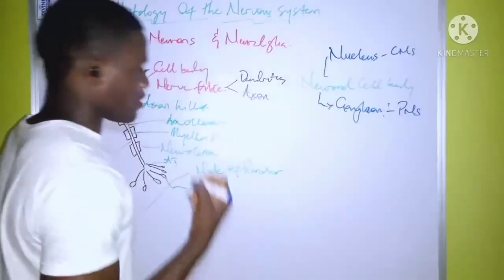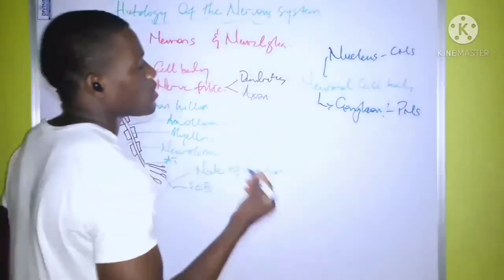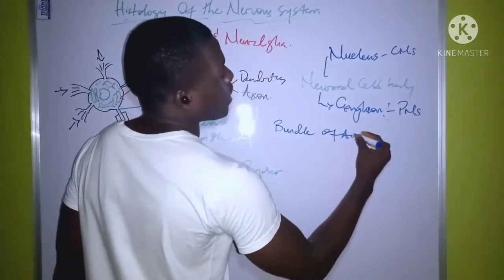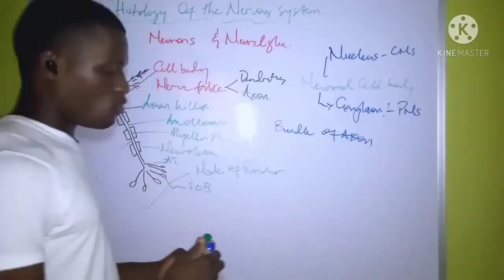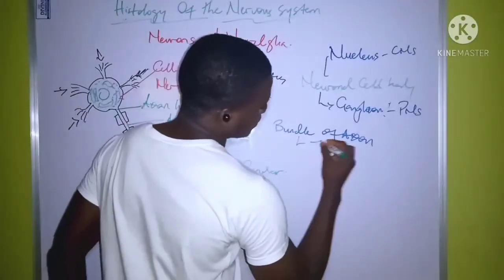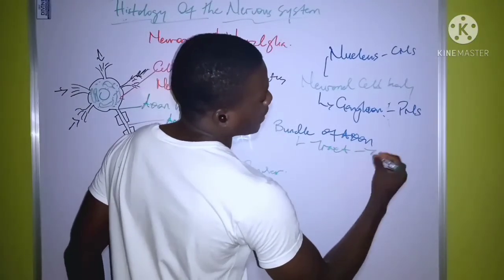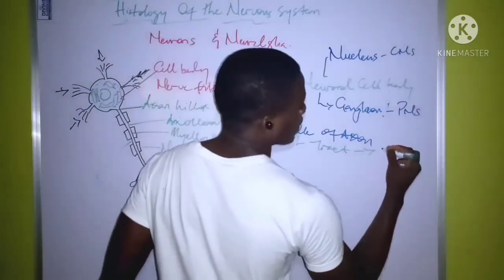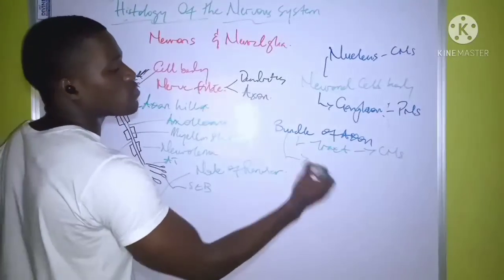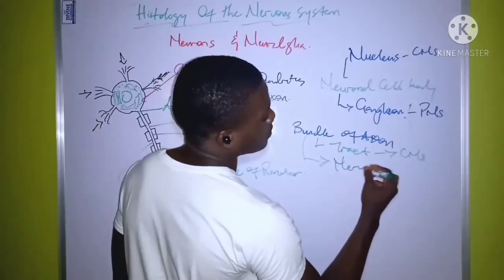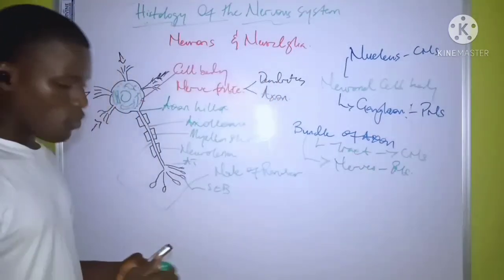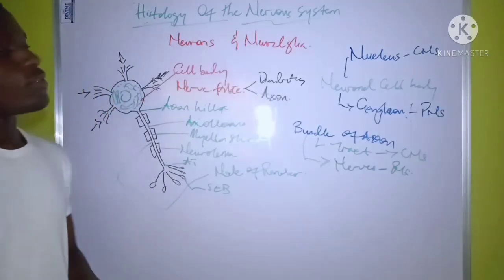Now the next is the cluster of axons. What's a group of axons called? The cluster of axons, or a bundle of axons, also has a different name, and the name for a bundle of axons in the central nervous system is called the tract. That's for the central nervous system. And for the peripheral nervous system, it is referred to as nerves. That's for the peripheral nervous system. Now the next which we will look at is the classification of nerve cells.